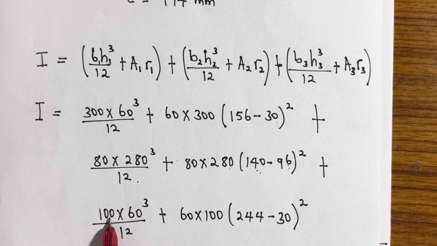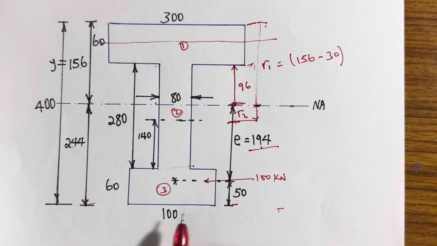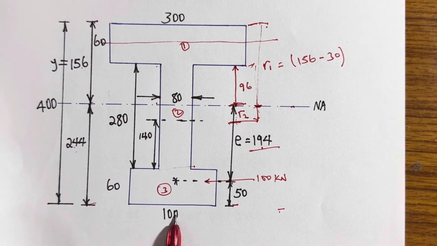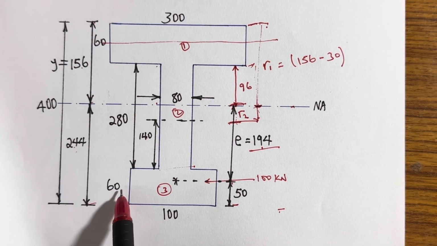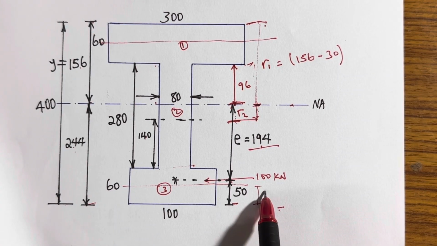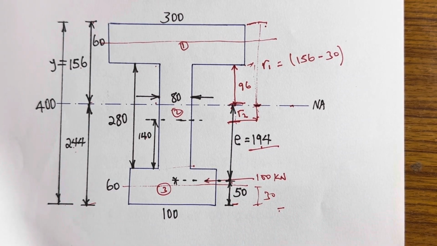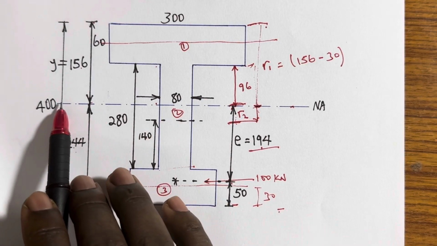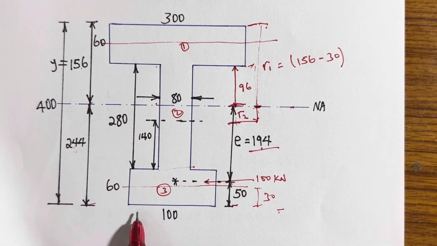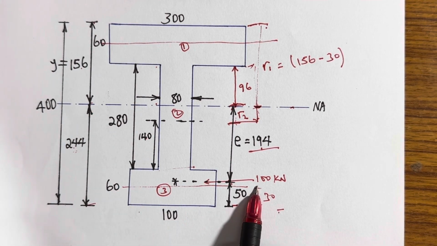B is 100, which is this, then cube this one, 60. Then multiply with the area, which is this times this, then multiply with what? Again, the value of R3. Now, the centroid of this is 30, from the bottom, from here to here is 30, right? So if that is 30, what about the overall centroid? It is at a distance of 244 from the bottom, right? So 244 minus this 30, then you cube it.